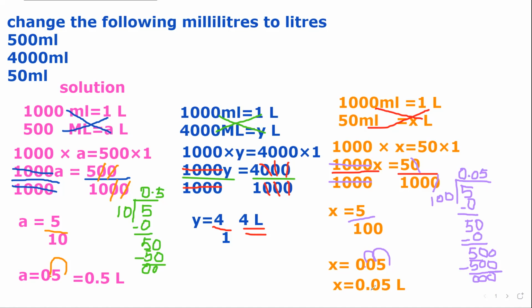0.05. Or you can use the shortcut, because it's divided by 10, 100, you put the number of zeros or the remaining zeros in front of the numerator, and then you count the number of zeros to make a movement from the back. And you still get your answer, and the answer is 0.05 liters.